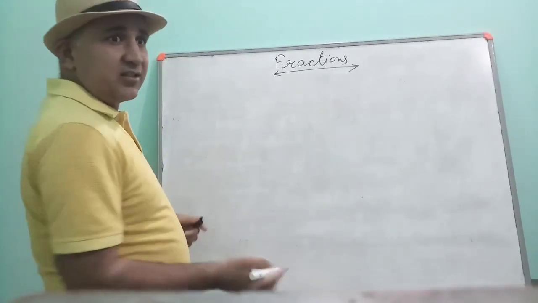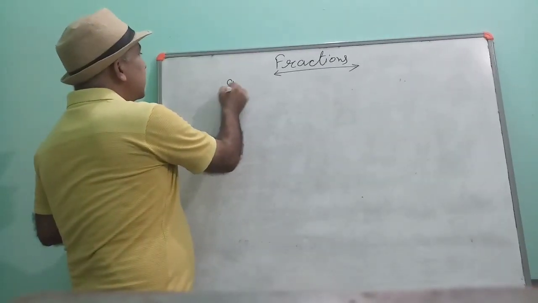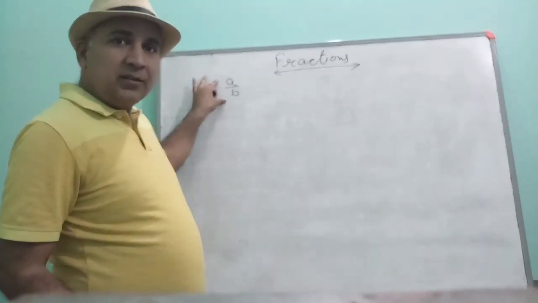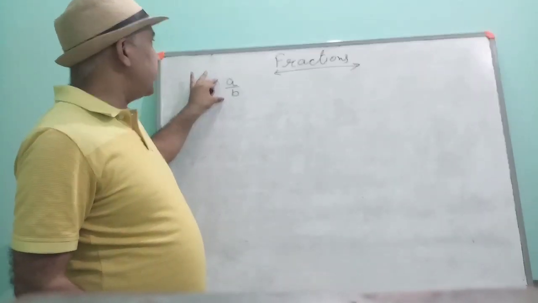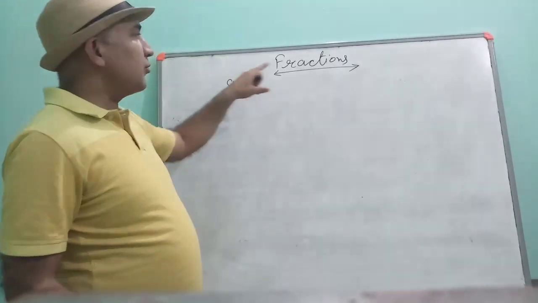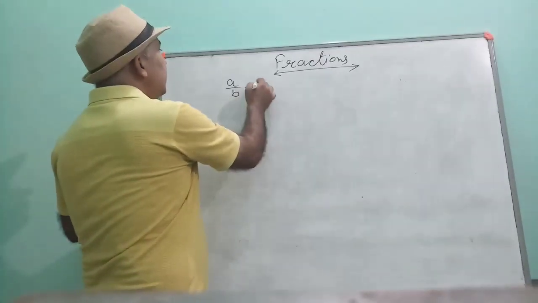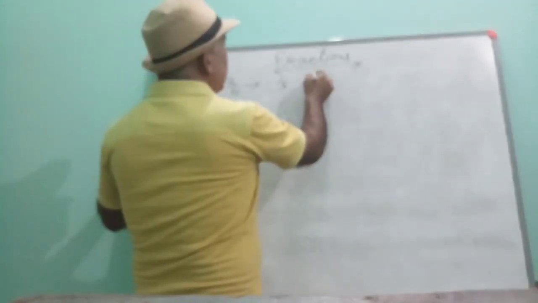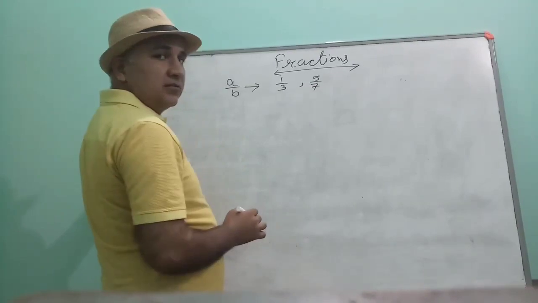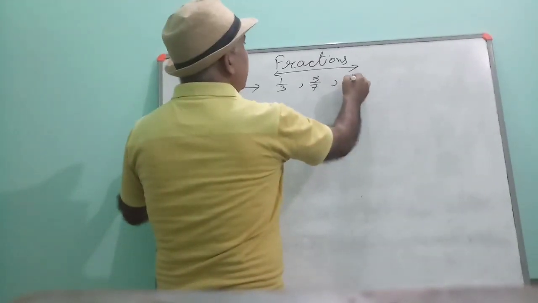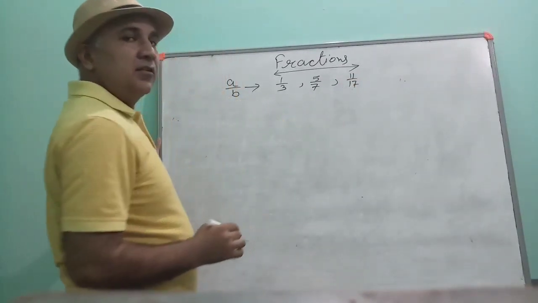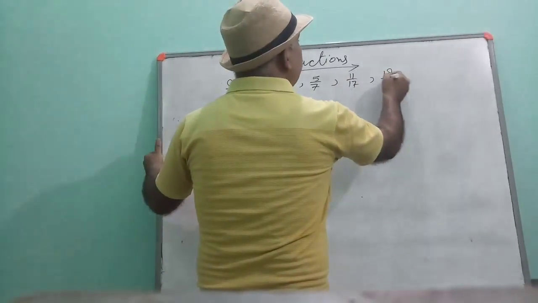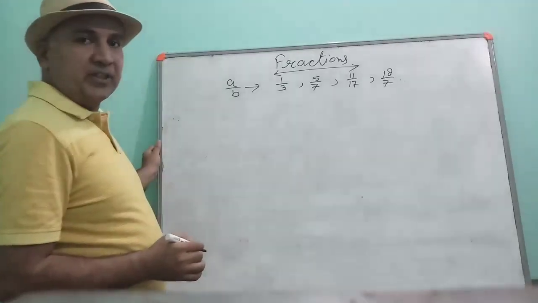Okay, so see, what are fractions? All those numbers that can be written in the form of a upon b are known as fractions. Example, suppose you take 1 by 3. This is a fraction. If you take 5 by 7, this is also a fraction. If you take 11 by 17, this is also a fraction. Understood? Suppose you take 18 by 7, this is also a fraction.